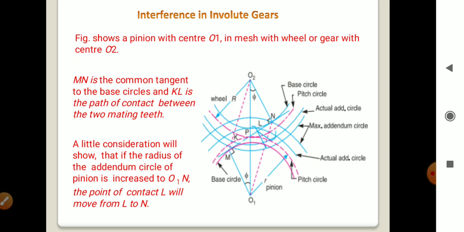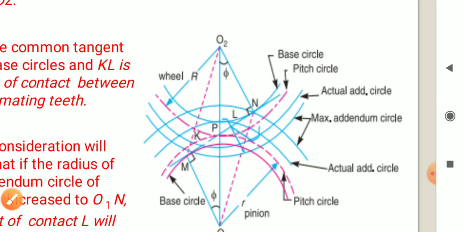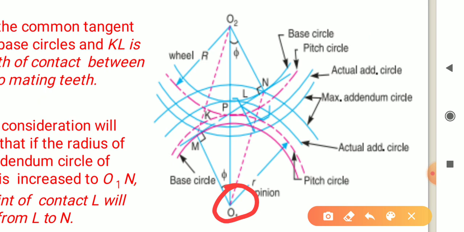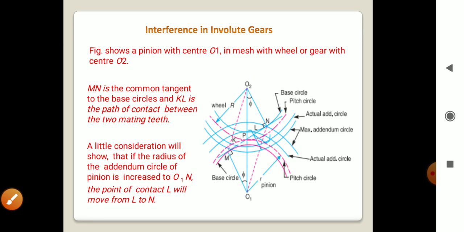A little consideration will show that if the radius of the addendum circle of the pinion is increased to O1N, the point of contact L will move from L to N. See here, this is point O1, and this is O1 to L, with point L here. The O1L is shifted up to point N. So now the length of path of contact becomes KN, instead of L shifted to N.